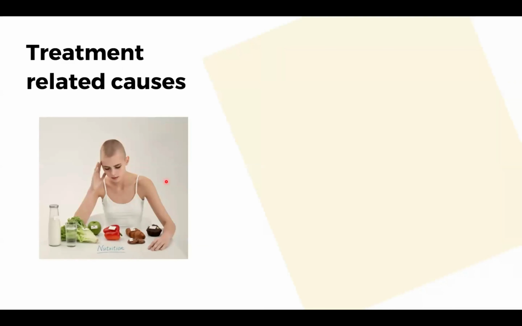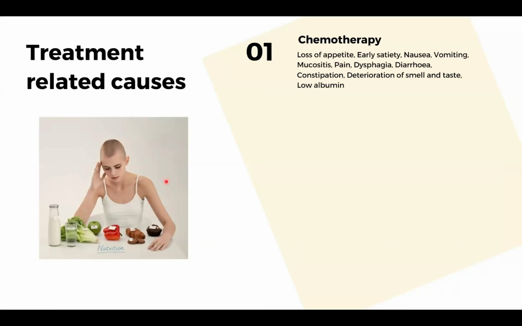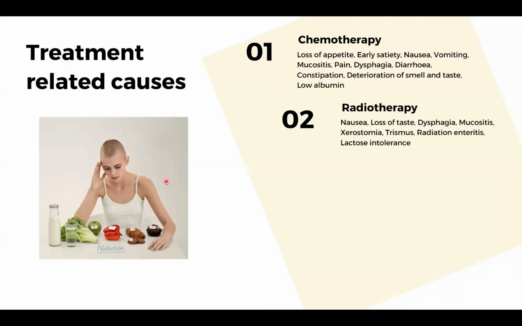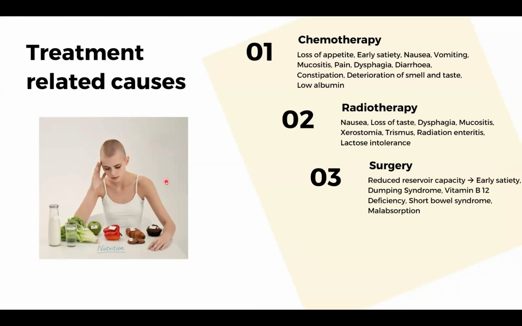Right. So if you are to discuss a little bit more about the treatment-related causes, chemotherapy gives all sorts of side effects like loss of appetite, early satiety, nausea, vomiting, mucositis, pain, dysphagia, diarrhea, constipation, deterioration in smell and taste, and low albumin. Radiotherapy, in addition to most of the chemotherapeutic side effects, causes xerostomia, trismus, depending on the region of the radiotherapy, radiation enteritis, and lactose intolerance.